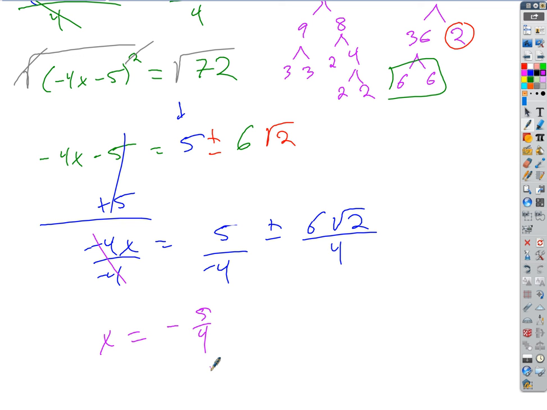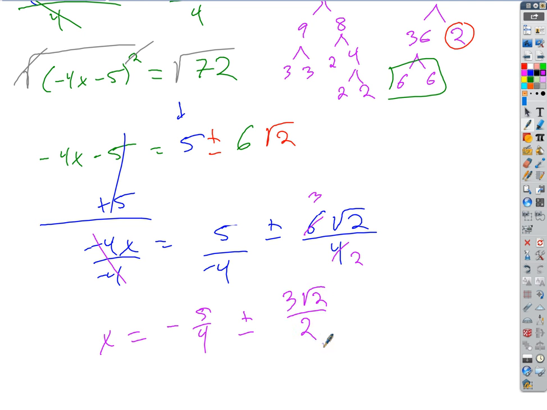We never want to have it on the bottom, though. That doesn't make sense. You can put it on top or out front. I think it's better just to put it out front because the 5/4 is just a number, right? It's a fraction, but it's a number, and this is telling us it's a negative number, okay? Plus or minus, what can we do with this? Okay, the 6 and the 4 are going to reduce, aren't they? Right? So that's going to reduce to 3 over 2, so we end up with 3 radical 2 over 2.